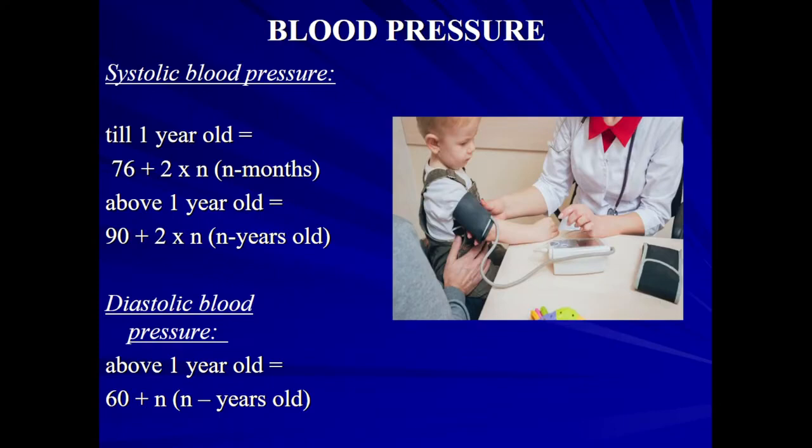Blood pressure. We have two parameters of blood pressure: systolic blood pressure and diastolic blood pressure. You can see a formula showing how to calculate what the parameters of systolic and diastolic blood pressure must be for children of different ages, up to 1 year old and above 1 year old.